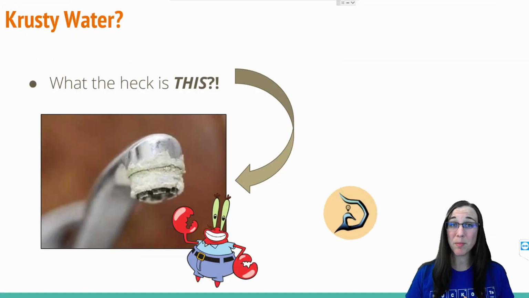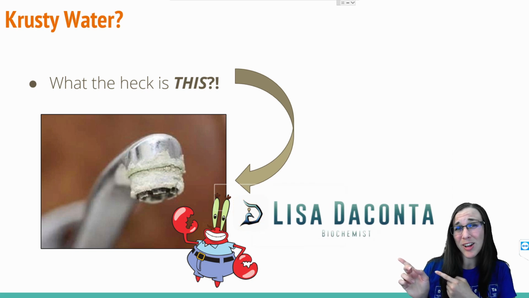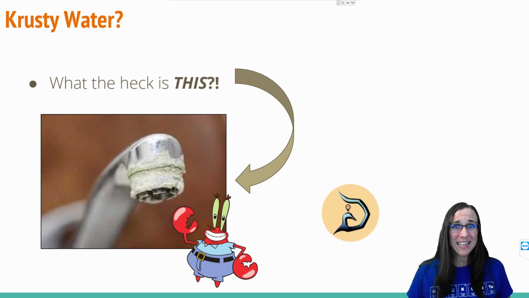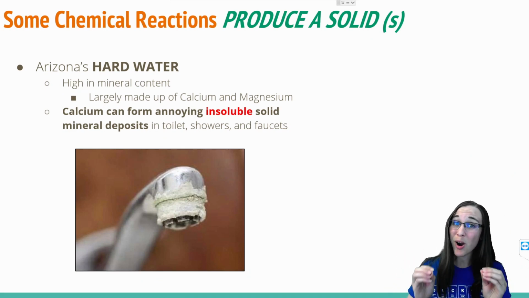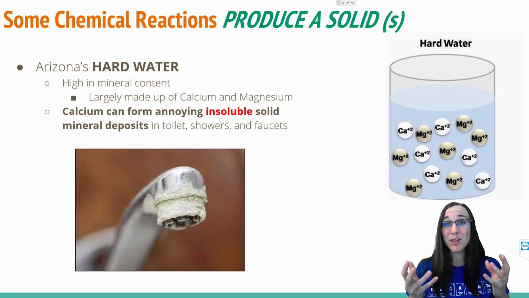I'm assuming at some point in your life, y'all have seen a crusty substance on your water faucet or your shower head or your glass shower door. What is that? That, my friends, is a solid precipitate. That is a chemical reaction due to hard water, meaning that there are chemicals in the water that comes out of your faucet at home.